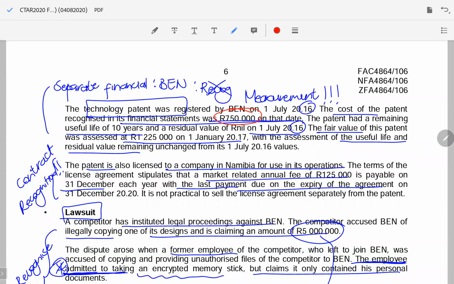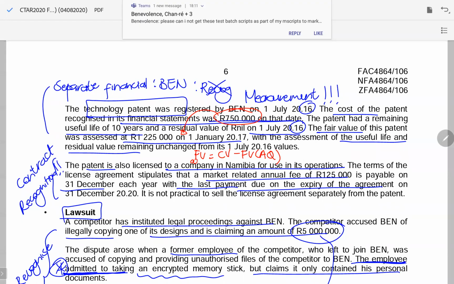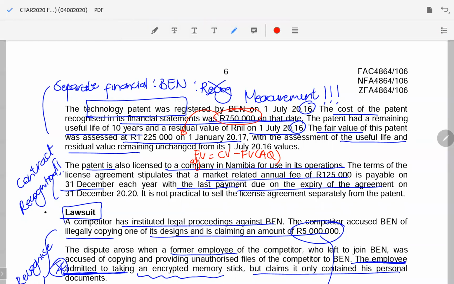That was number one. Then number two, we realized that we need to do a fair value to move it from what the carrying amount was, compared to the fair value at acquisition date. This will have given us the fair value adjustment. Then the next thing is to read this information here. So let's read the information together.